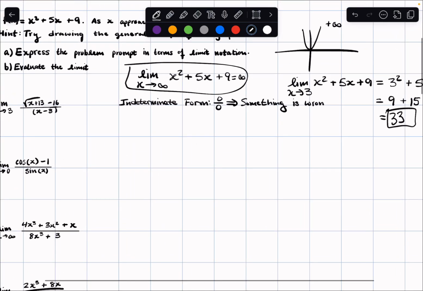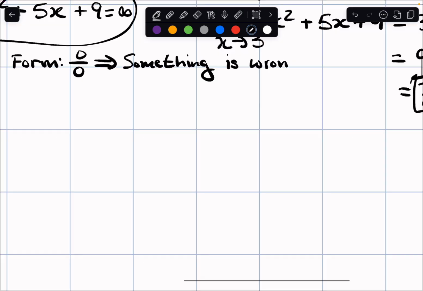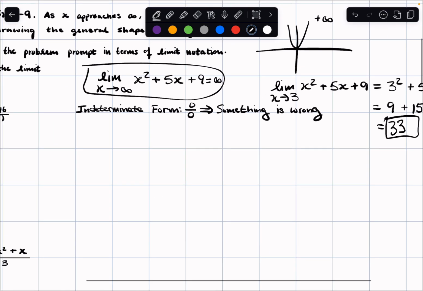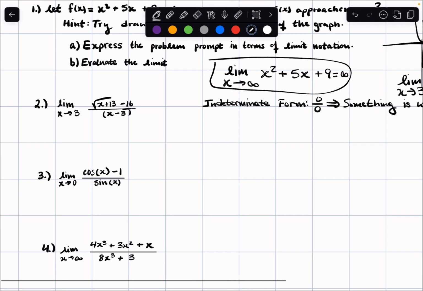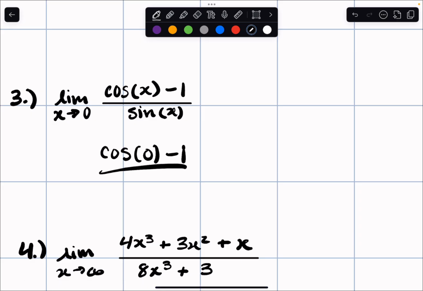However, indeterminate form is 0 over 0, which we'll see here if we try the same approach on number 2. We'll start with number 3. We're going to try to plug it in. Okay, so let's try plugging in 0. So we'll do cosine of 0 minus 1 divided by sine of 0. Cosine of 0 is equal to 1, and 1 minus 1 is 0. Sine of 0 is 0, which gets us 0 over 0.